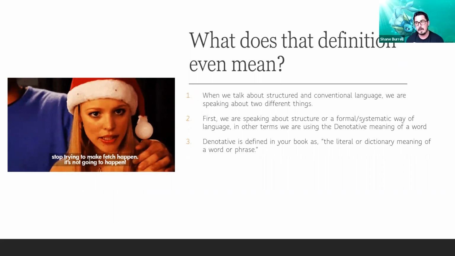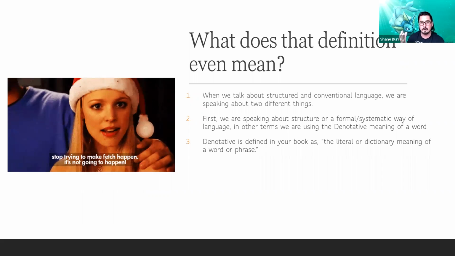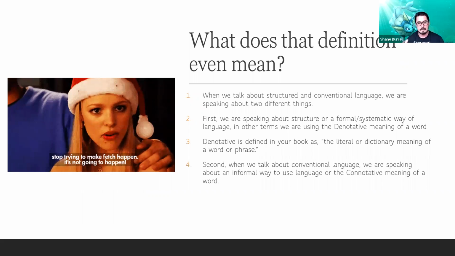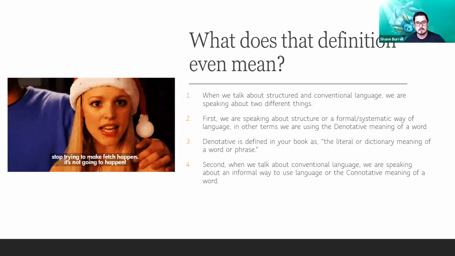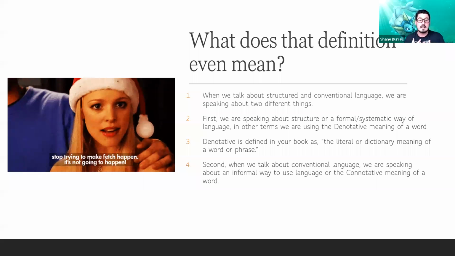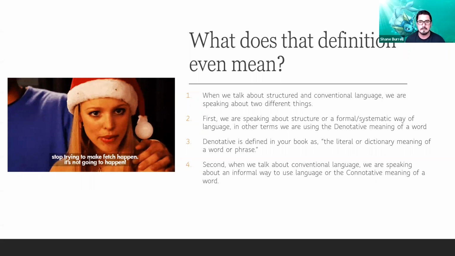And so the other way to look at language is, secondly, to look at conventional language, right? The way that we speak in an informal way. This is also known as a connotative meaning. So informal language, that's the way that I teach, right? So the way that I teach is a very conventional way of language.